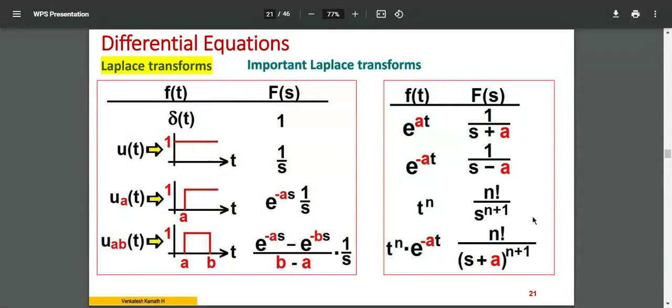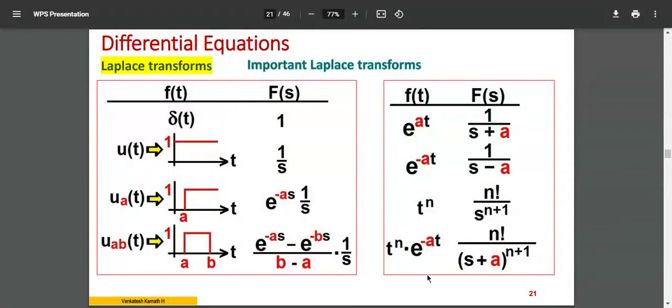Then t power n is n factorial upon s to the power n plus 1. Then a combination of these two. You can see the last one is a combination, t power n, e power minus a t. Look at the combination, how it is done. t power n is written as n factorial by s power n plus 1. Same thing, n factorial by s power n plus 1.